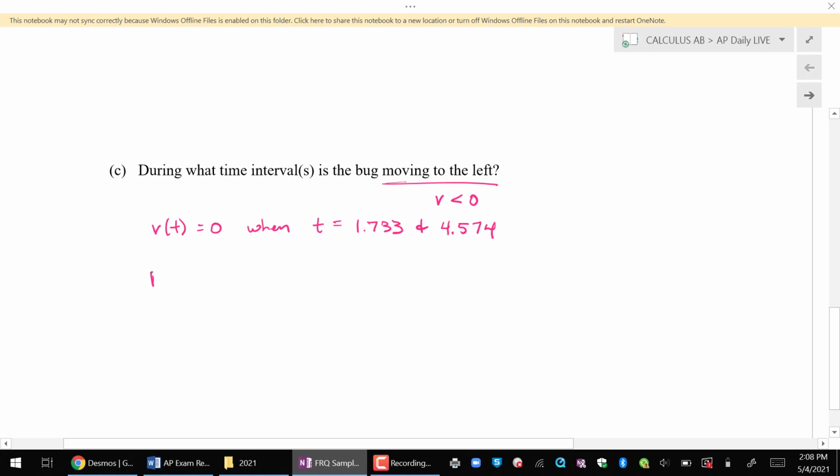So during what interval would it be? From the interval 1.733 to 4.574. Make sure that we round to 3 decimal place accuracy. And then because, how do I know that? Because the velocity is negative. And that would be a valid justification.